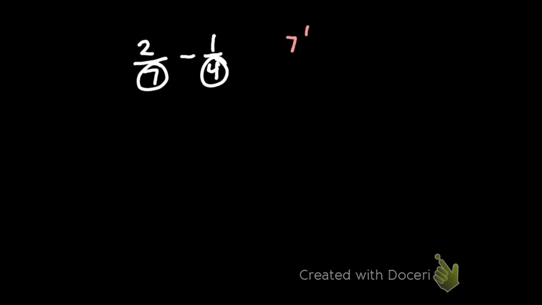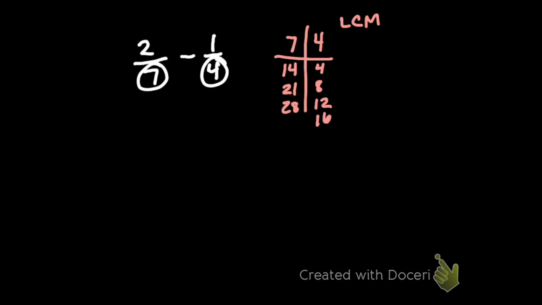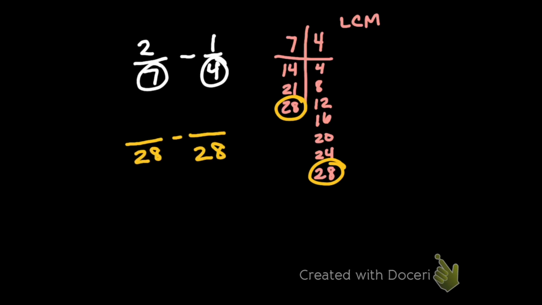So as the strategy goes, I'm going to place my denominators off to the side and find the least common multiple. 7, 14, 21, 28. 4, 8, 12, 16, 20, 24, 28. And as I'm going, I don't have to go past the number that I already recognize as the LCM. So once I have the LCM, or least common multiple, that becomes my new denominator. And we're renaming the fraction with the new denominator.